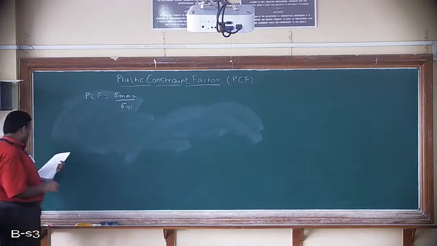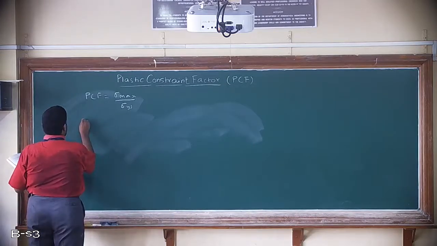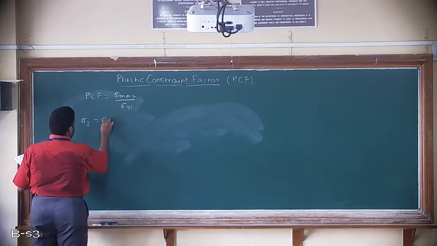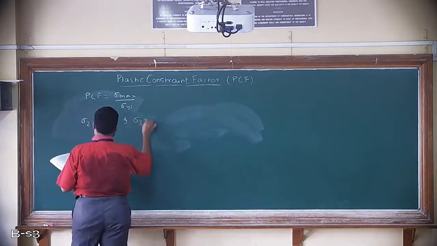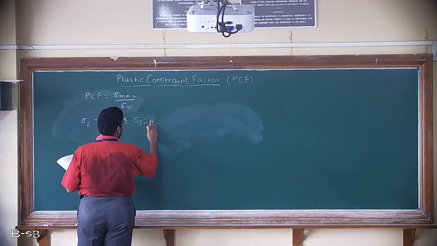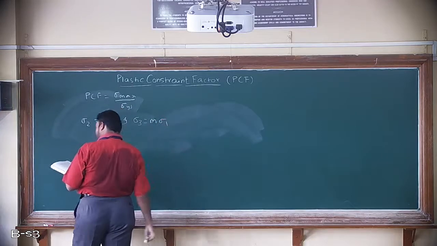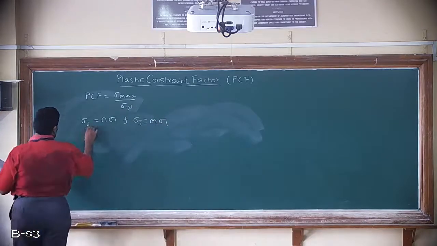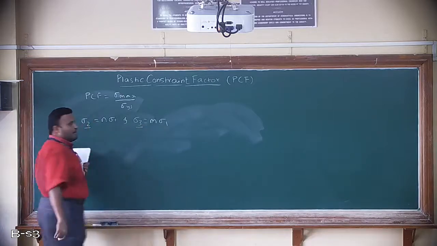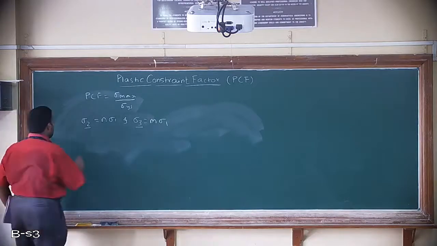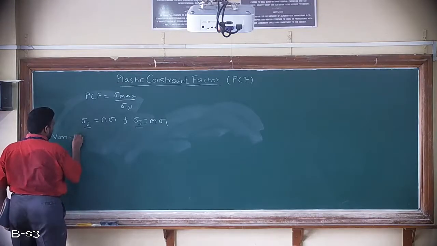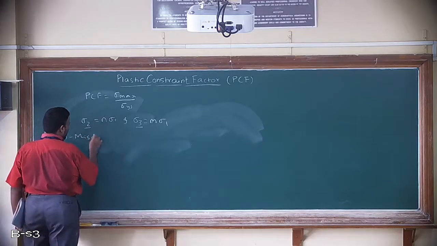Here we assume sigma 2 is equal to n times sigma 1 and sigma 3 is equal to m times sigma 1. So here we have represented the other two principal stresses, sigma 2 and sigma 3, in terms of sigma 1. Now for the von Mises stress criterion, which we have seen yesterday in the previous class.